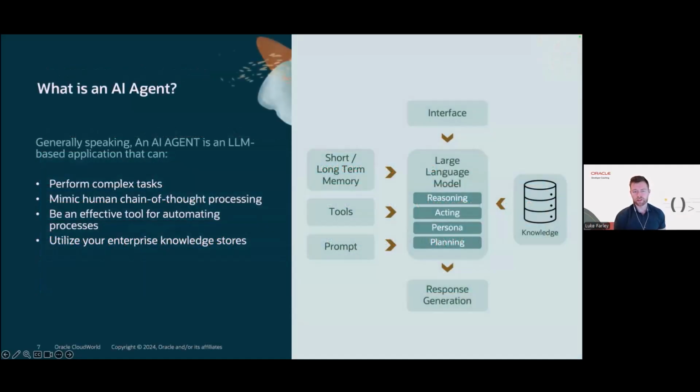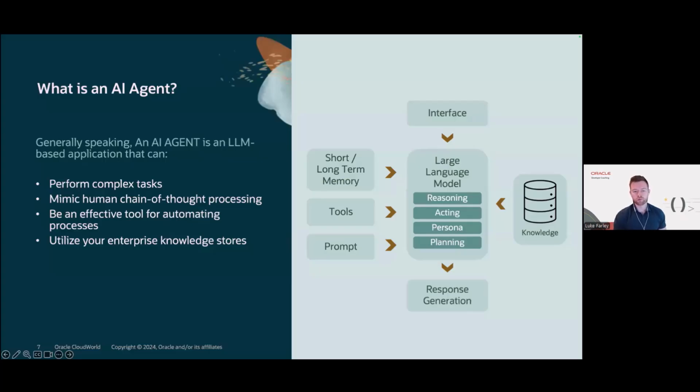So what is an AI agent? Well, again, it's simply a model that is augmented with different tooling capabilities. So this enables your business to accomplish complex tasks, and you can also mimic chain of thought processing. So this is the same with the prompt engineering, and you can also automate workflows.